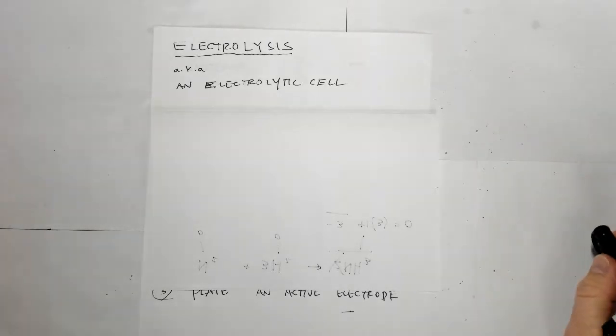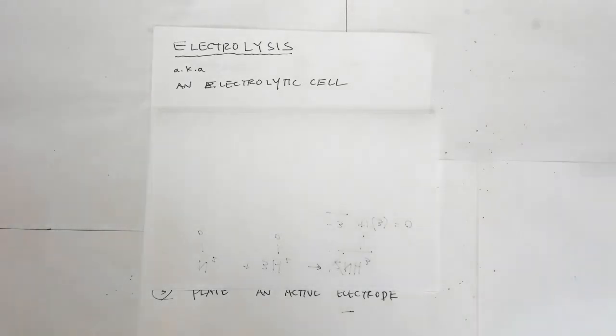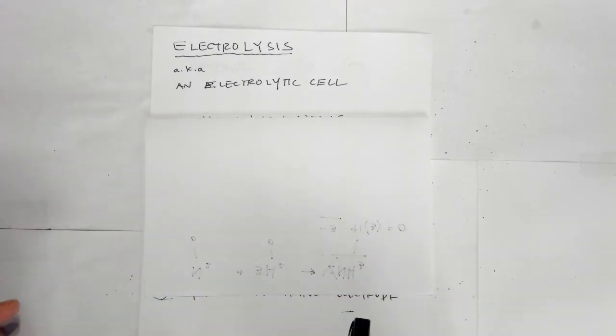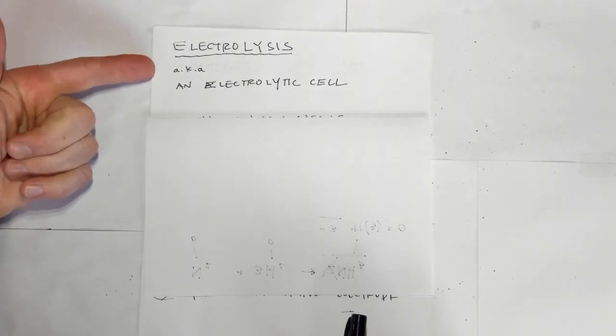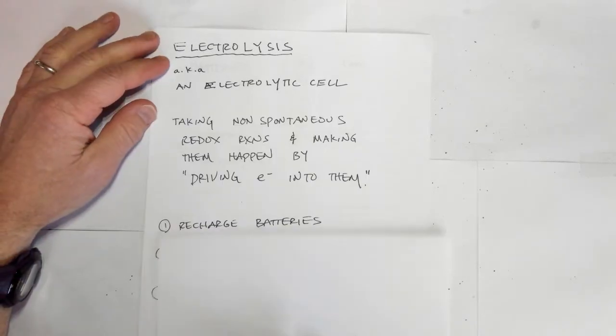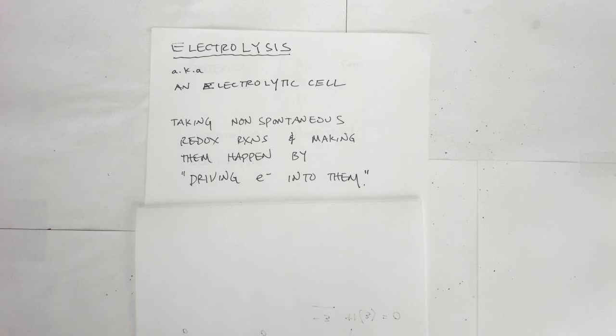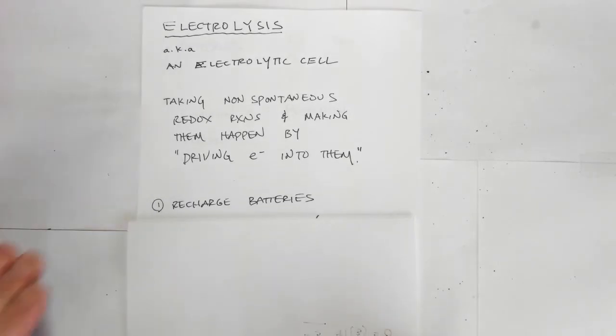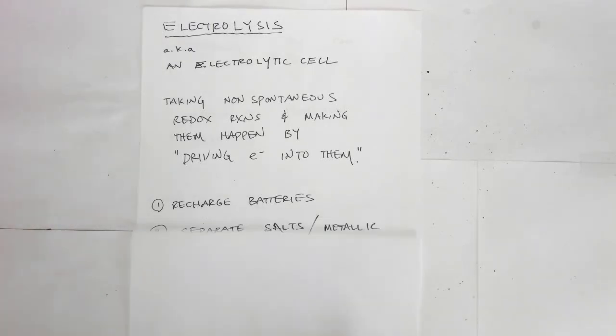So the last part in this video we're going to look at is doing the opposite: recharging batteries, driving electricity into a reaction to make the reaction happen. This has a fancy name. It's called electrolysis, or an electrolytic cell, and it takes non-spontaneous redox reactions and makes them happen by driving electrons into them. We see this when we recharge batteries. When we push electrons back into a battery to restore it to its original state, we're producing electrolysis to make that happen. We also use electrolysis to separate different salts or metallic ores.